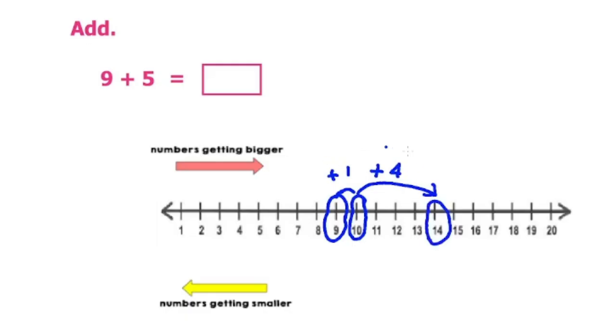Okay? And eventually you'll be able to do this in your head without having to do this on a number line. But we do it this way right now so that you could picture it and then it becomes easier to remember. So now we could just put in the answer to 9 plus 5 equals 14. And that's the end of this problem.